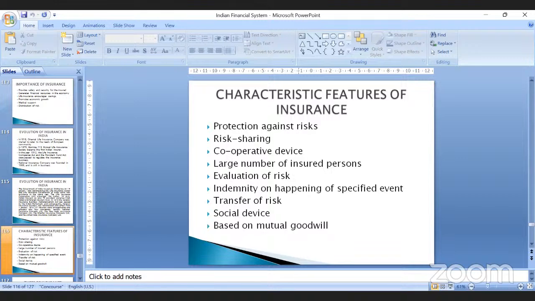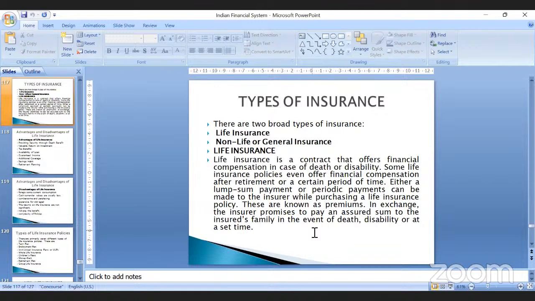Now, whenever we are talking about insurance, it is broadly classified into two types. One we call life insurance, and the other one is called non-life insurance or general insurance. Life insurance is a contract that offers a claim or compensation only in case of death of a person, right?